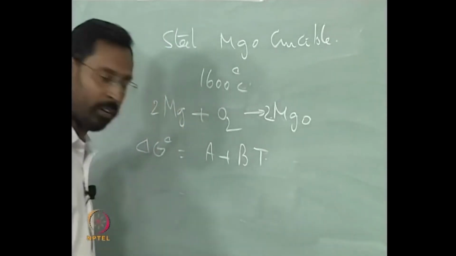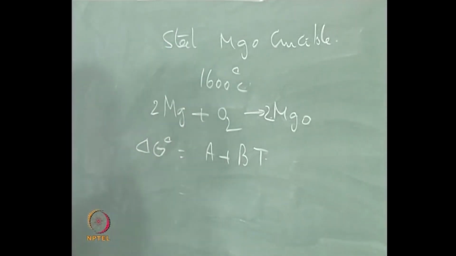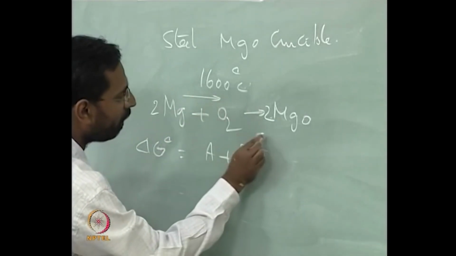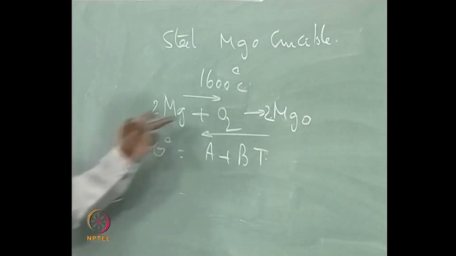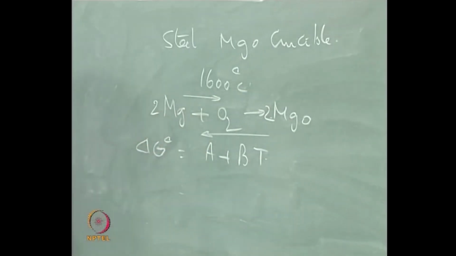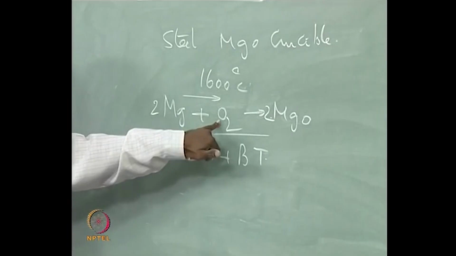The question is, if this magnesia crucible is at that temperature, will it dissociate? That is what we are interested in. At any temperature, whether the reaction will go in this direction or in this direction, we do not know. What does it depend on? Whether the reaction goes in this direction or that depends on what is called the partial pressure of oxygen.